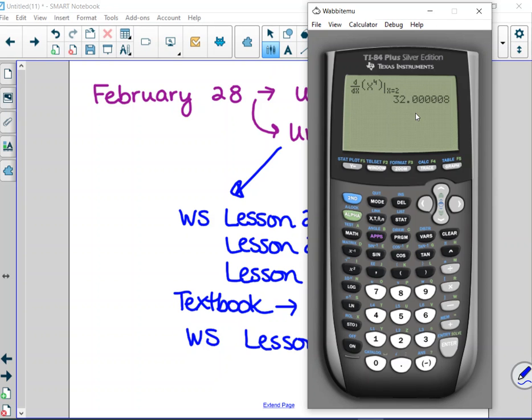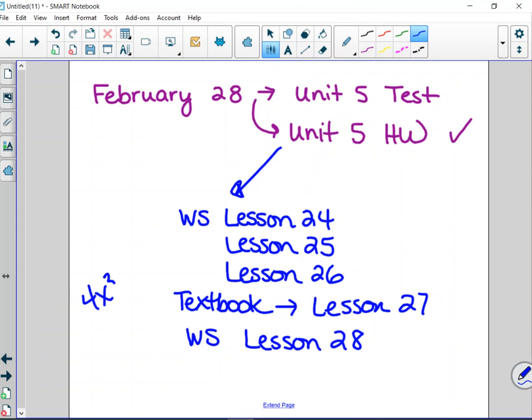It actually is doing it geometrically, so sometimes it looks like it's not an exact answer. It is in fact an exact answer, but your calculator is using a geometric process to do that, and so you're going to get these little bits of error. So we know the derivative of x to the 4th is 4x cubed, and if we look at 4x cubed and we plug in x equals 2, 4 times 2 cubed is 32. Okay.